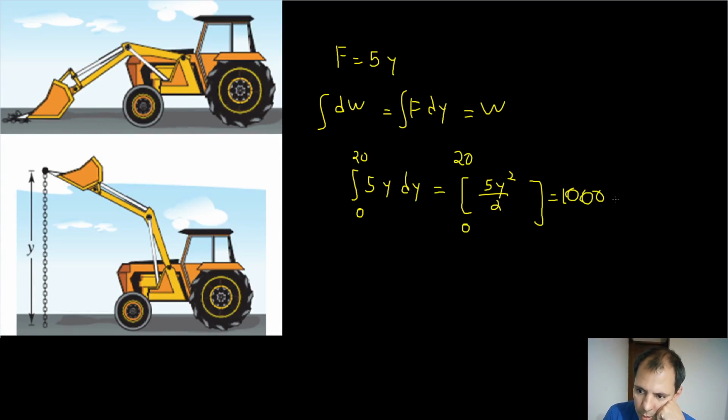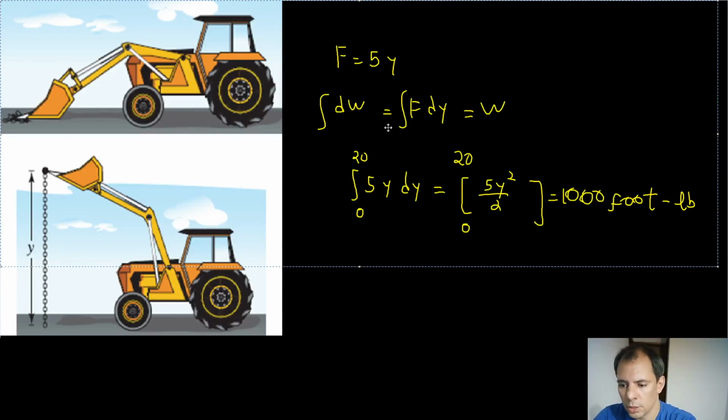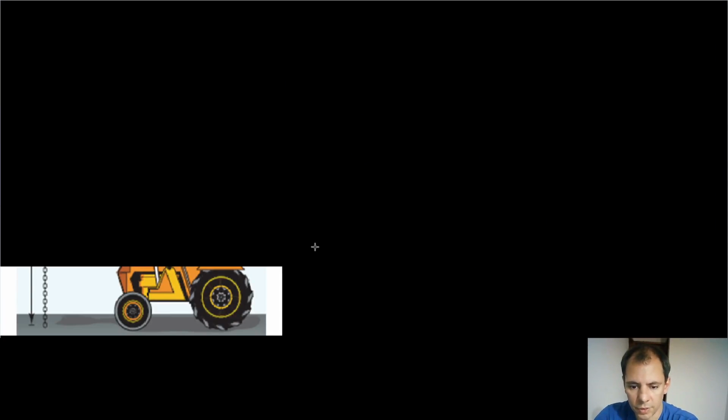1,000 what? Well, it's going to be foot pound, because the length of the chain is in feet and the force is in pounds. The weight density of the chain is 5 pounds per foot. Okay, that's it. That's a very simple one. So this is the amount of work that it takes to lift the chain.